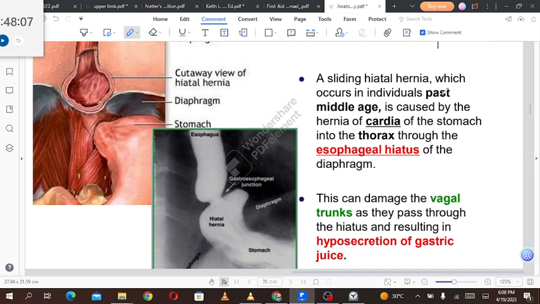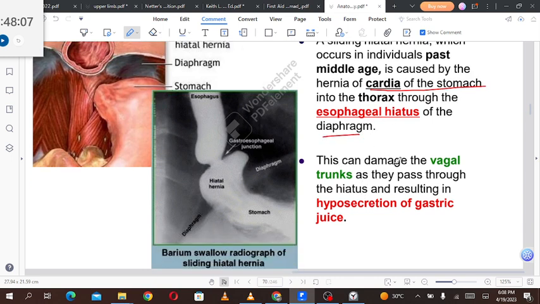A sliding hiatal hernia, which occurs in individuals past middle age, is caused by herniation of the cardia of the stomach into the thorax through the esophageal hiatus of the diaphragm. This can damage the vagal trunks as they pass through the hiatus, resulting in hyposecretion of the gastric juices. Why will there be hyposecretion of the gastric juices? Because the vagal trunks which are passing through the esophageal hiatus can be damaged.